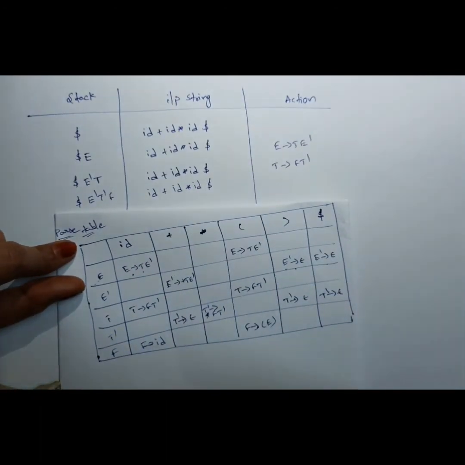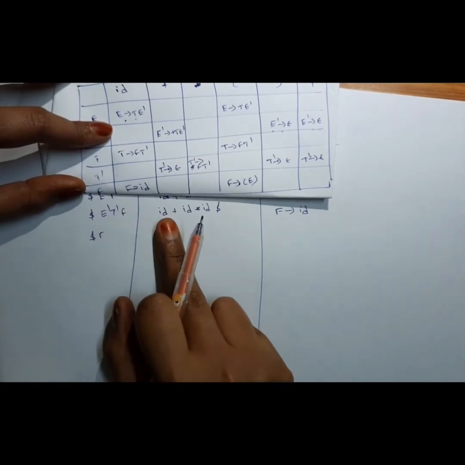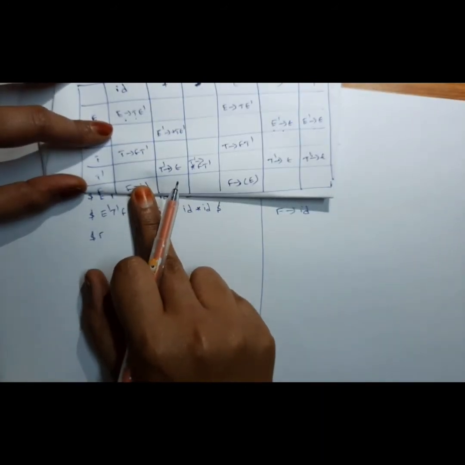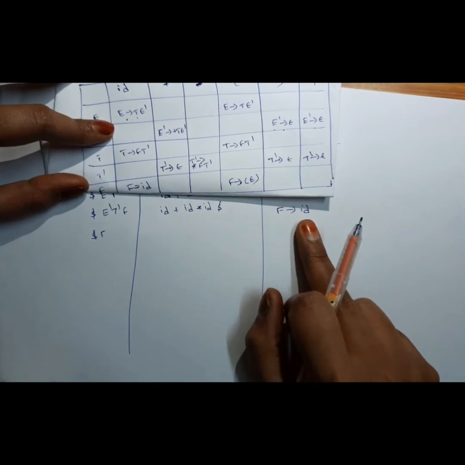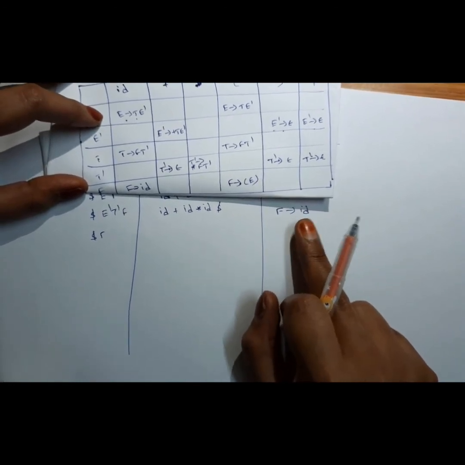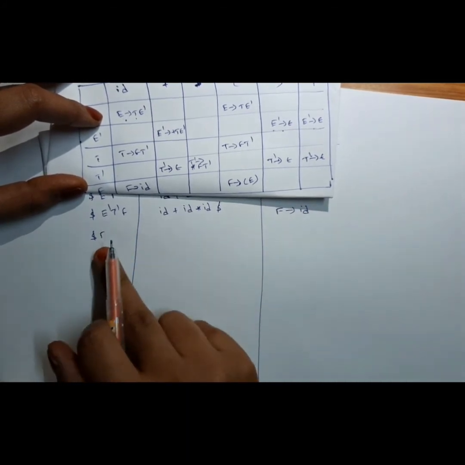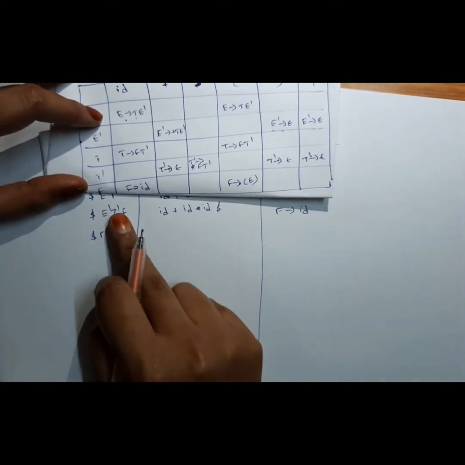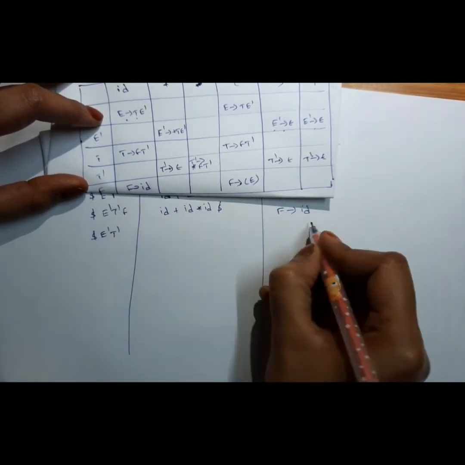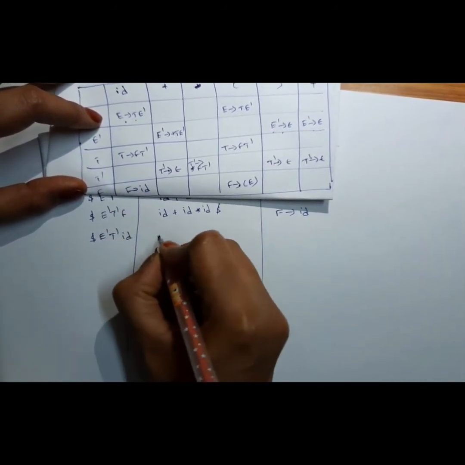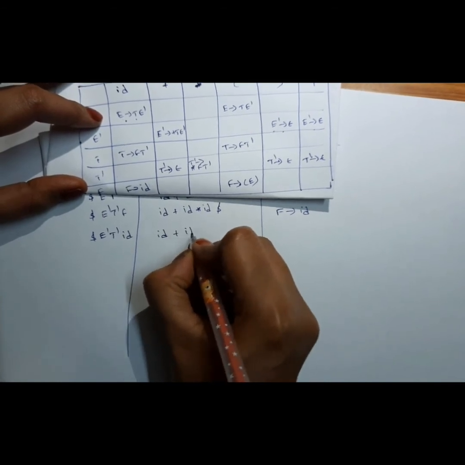Now I am considering F on ID. F on ID, we are having F derives ID, so I have placed F derives ID here. In the next step, I am replacing F with ID. E dash T dash F is replaced with ID, and the input string remains as it is.